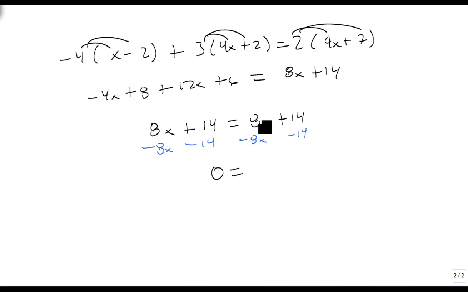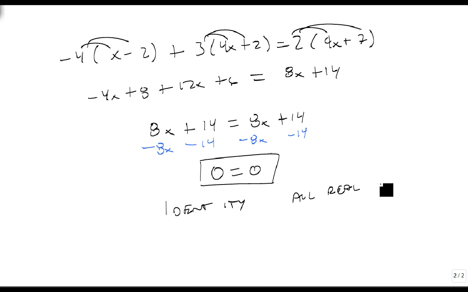So I get 0 equals 0. Since 0 always equals 0, this is an identity, and the answer is all real numbers. No matter what I plug in, it will always come out true.